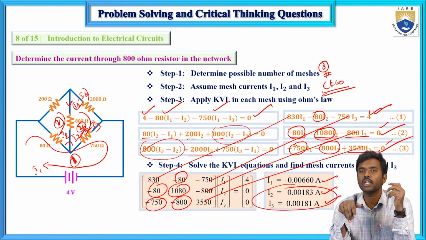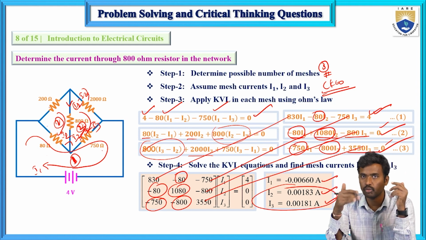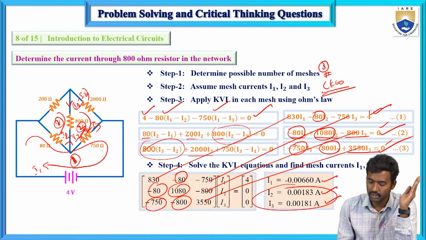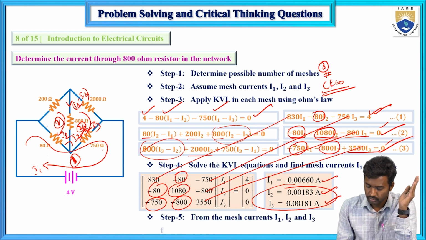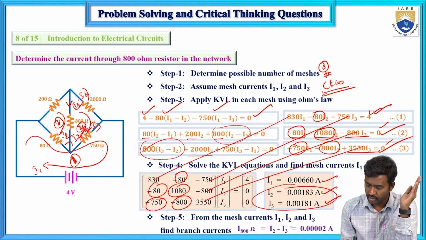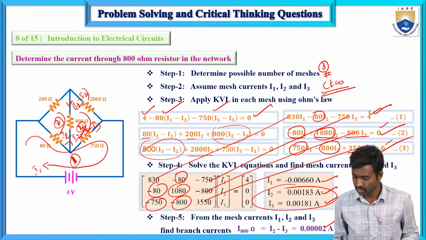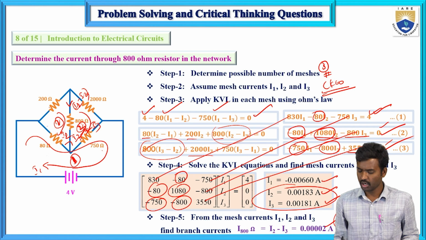Downwards is I1 minus I2, that means from top to bottom, and upwards indicates I3 minus I2. So keep it in mind. So now this one, that value is 0.0002. So that is 20 micro amperes, almost 0.